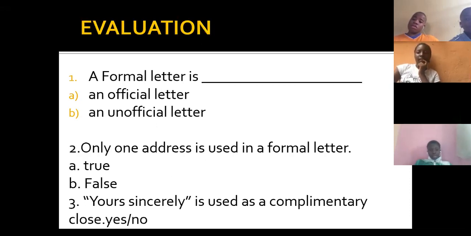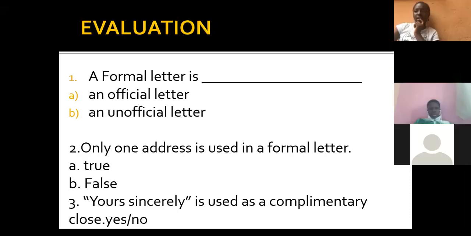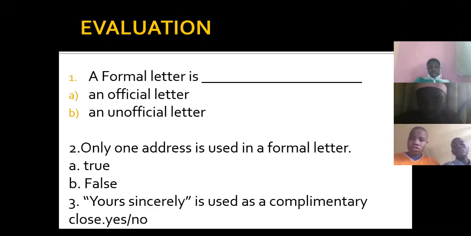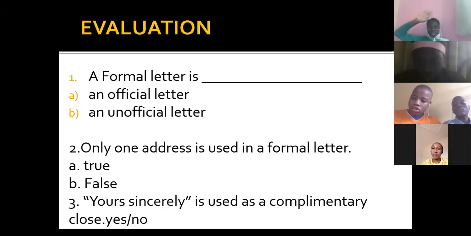Mom, I'm not seeing it. Okay, can you see it now? Okay, ma'am. Okay, you've seen it. So I expect everybody to submit. So let's evaluate ourselves, please. A formal letter is dash. A, an official letter. B, an unofficial letter. I need somebody to.